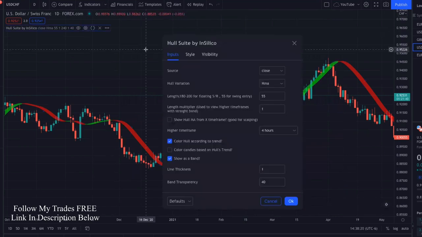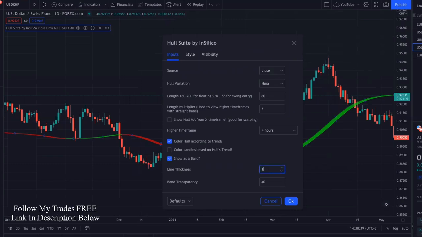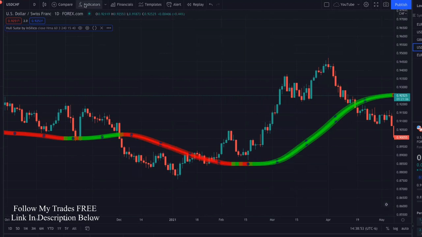So what we're going to do is we're going to go in and change the length from 55 to 60 in the Hull Suite. Then we're going to change the length multiplier from 1 to 3. Okay. And the last thing we're going to change on there is the line thickness from 1 to 15. And this is what it's going to look like. So change the length multiplier, and then also the line thickness. Click OK. You've got that one indicator set up.